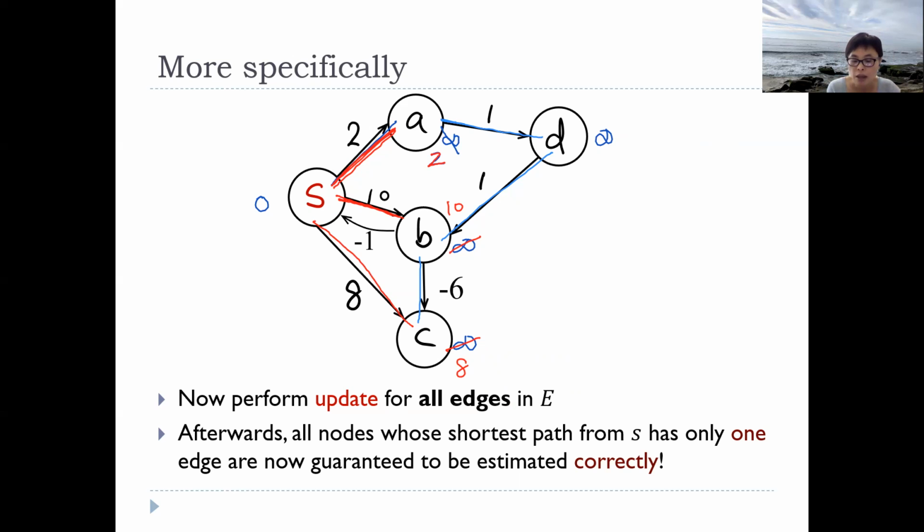So let's actually restart just to make this more clear. Let's say the current estimates of the distance are 0, infinity, infinity, infinity, infinity.